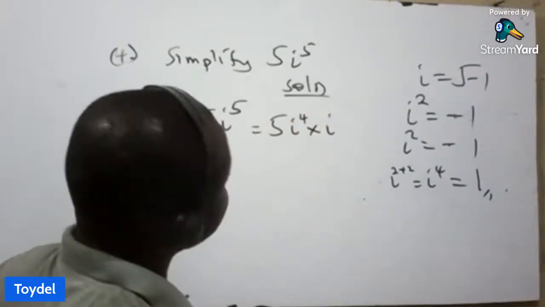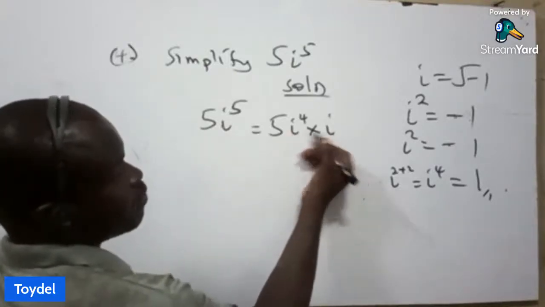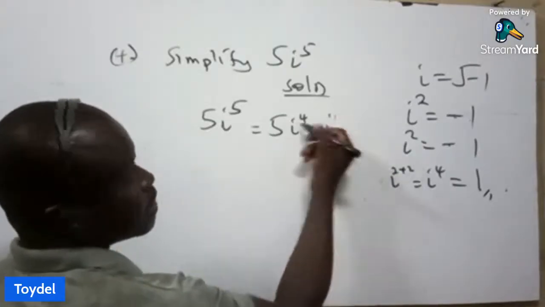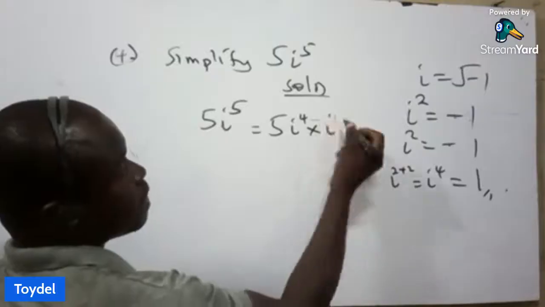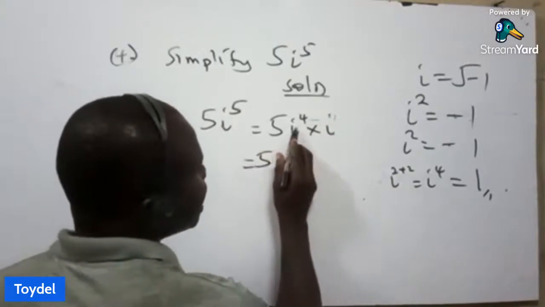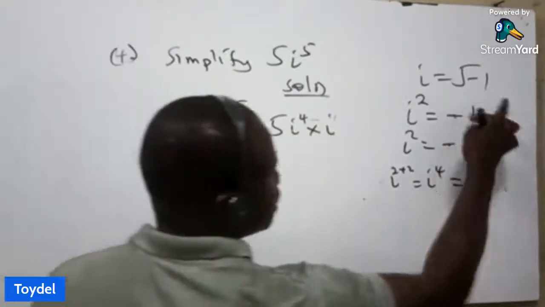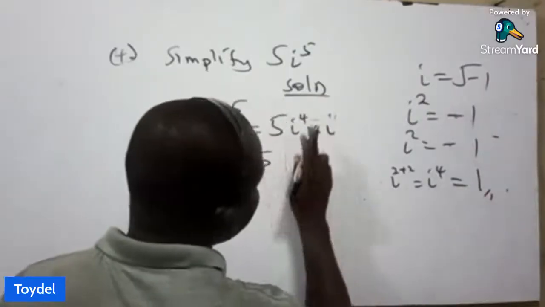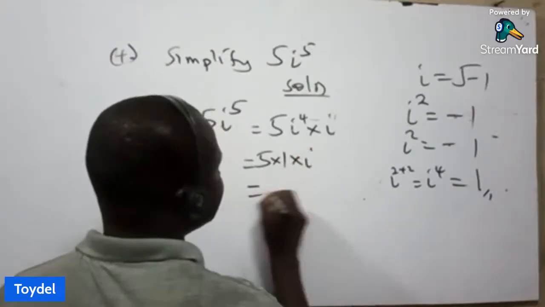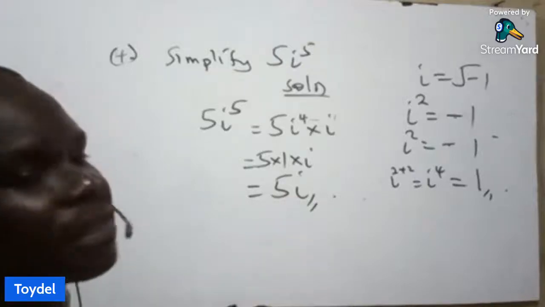Any question? Law of indices permitted me to do that because these bases are equal, and this i simply means i raised to power 1. I'm going to add the power or the index. The bases are equal. So here I'm going to have 5. What is i raised to power 4? i raised to power 4 simply means i squared times i squared, minus 1 times minus 1, and that gives 1. So i raised to power 4 is 1. So I'm going to write 5 times 1 times i. At the end of the day, the answer will be 5i. So if you have to simplify this now, the answer is 5i.